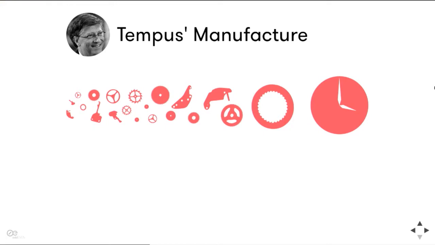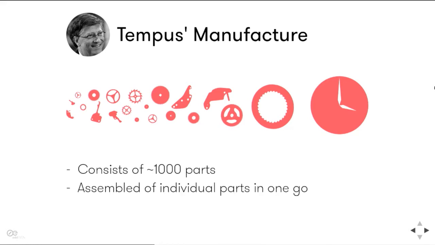So this is a graphical representation of what Tempus did. He put all the little tiny pieces, all these 1,000 pieces, into the watch in one go, right? So he assembled every single piece into the watch. And as I said, these watches consisted of about 1,000 pieces, right? So a lot of pieces, it's a lot of work.